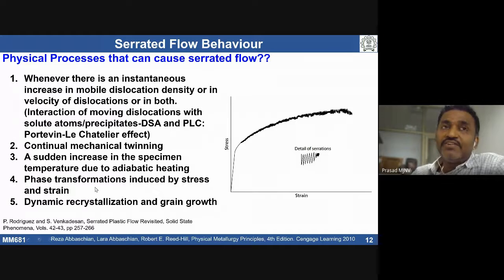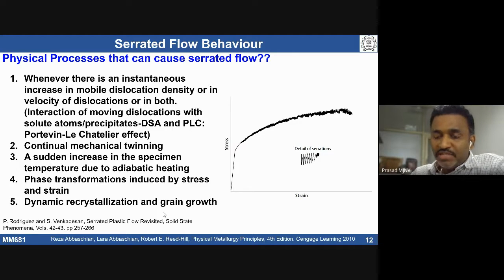And whenever there is phase transformation, for example, if you deform a material like steel, austenite, at some temperature we do see martensite formation, deformation-induced martensite. During deformation, any phase transformation can also give some serrations in the stress-strain curves. Even dynamic recrystallization and grain growth can also give you some serrations, at certain temperature combinations only, in the stress-strain curves.